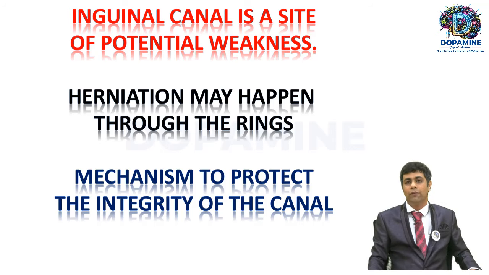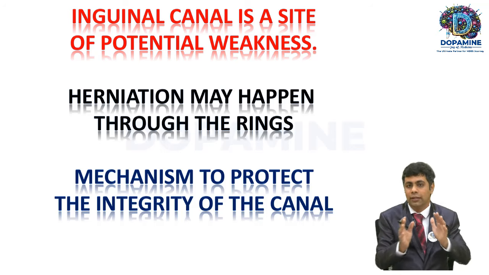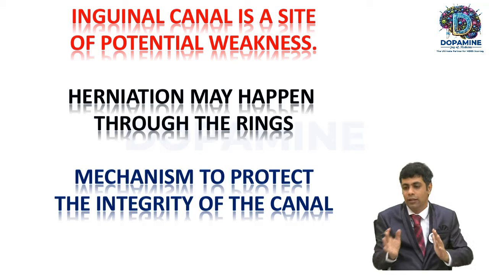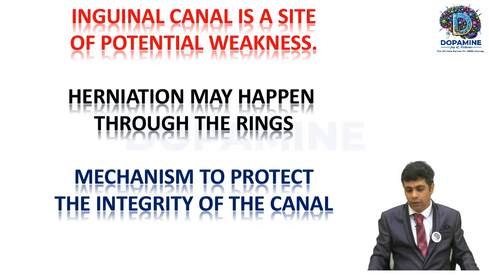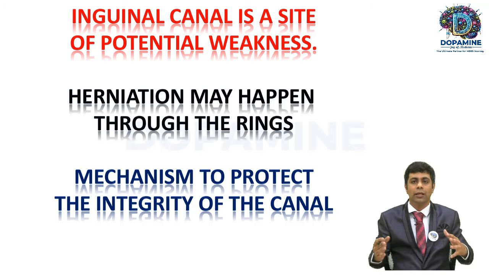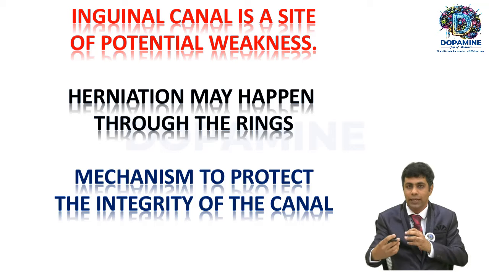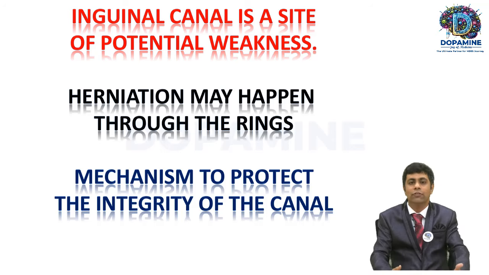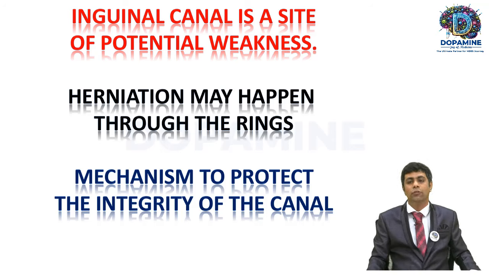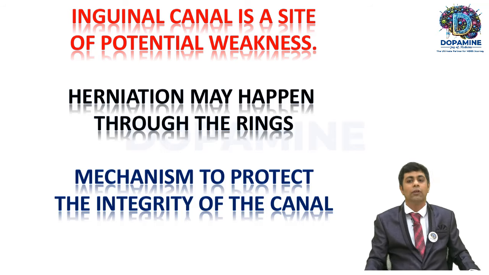Right. So we have now traveled across the boundaries of the inguinal canal and the content of the inguinal canal. Now, we do have certain mechanisms present in our body to protect, because the inguinal canal is an opening present from the abdominal cavity through the scrotum. So it is a site of a potential weakness, an anatomical deficit. So herniation may happen through the rings.